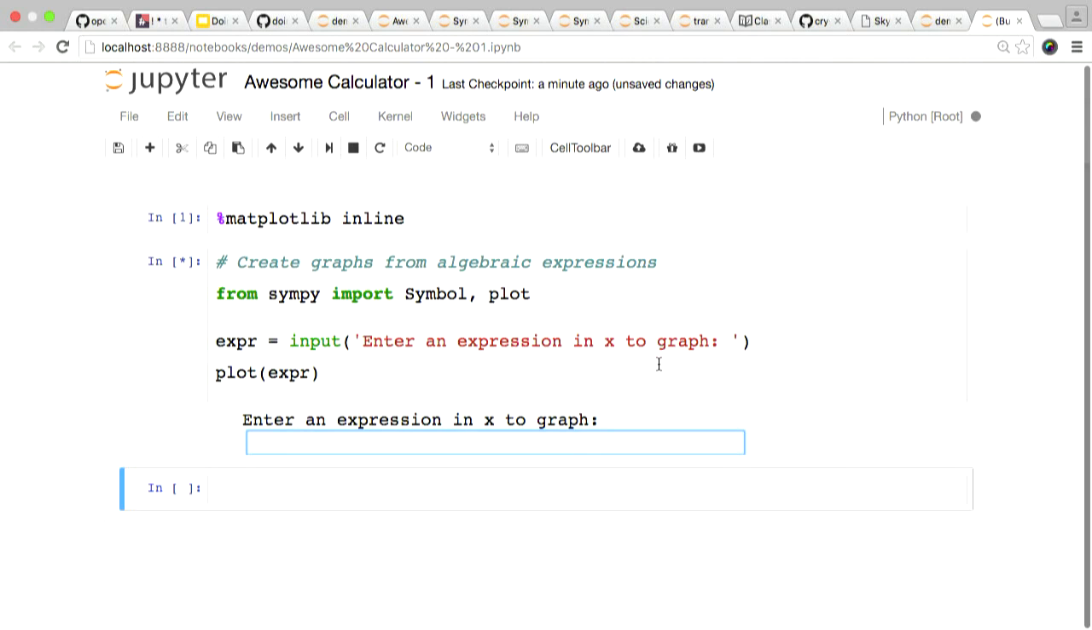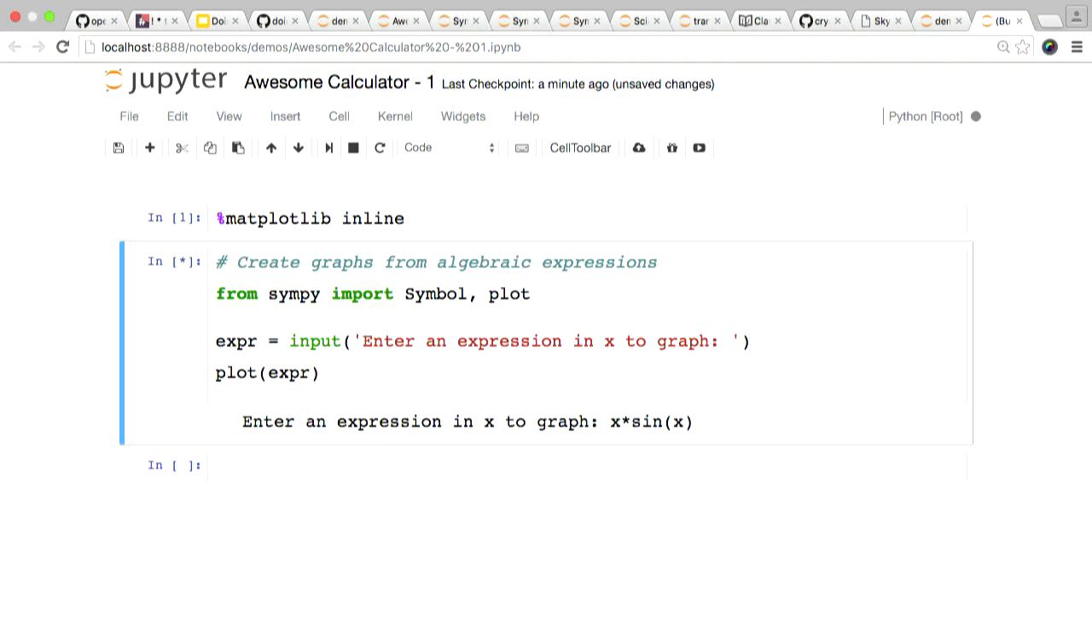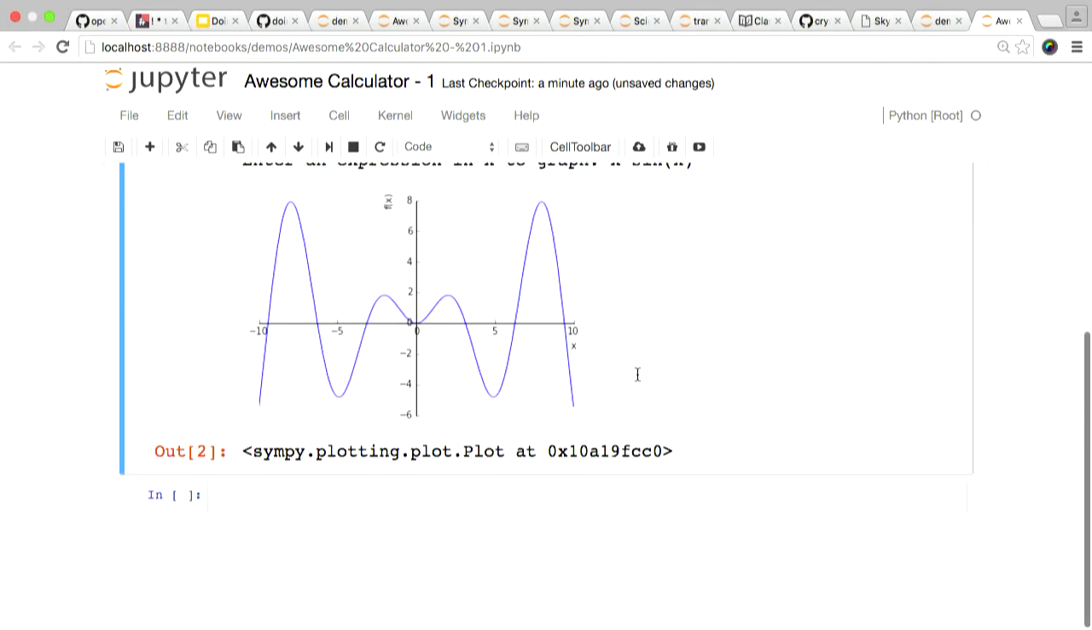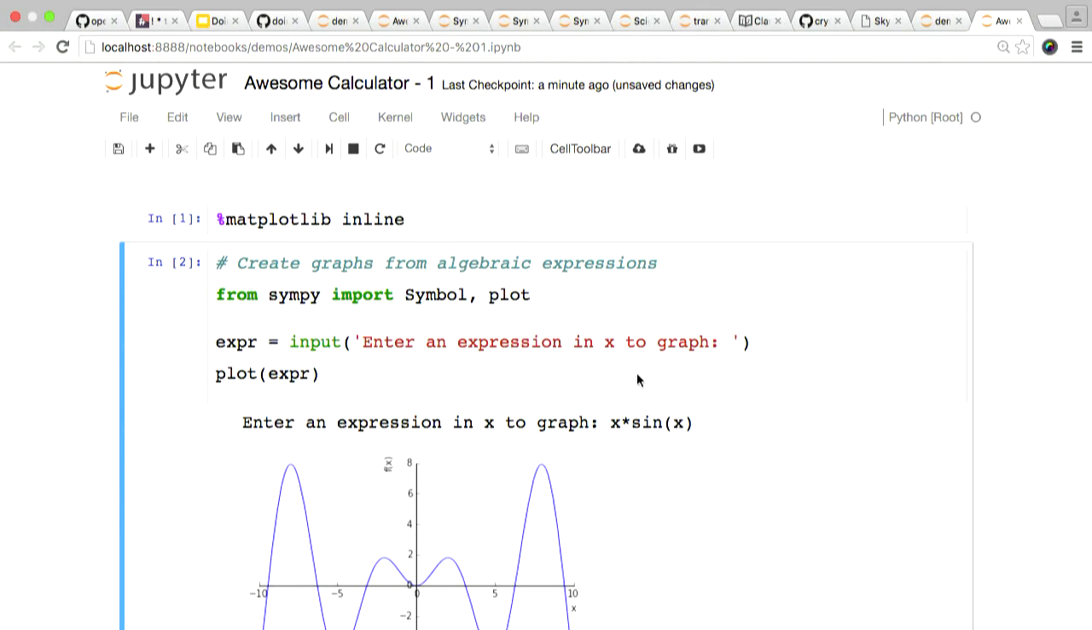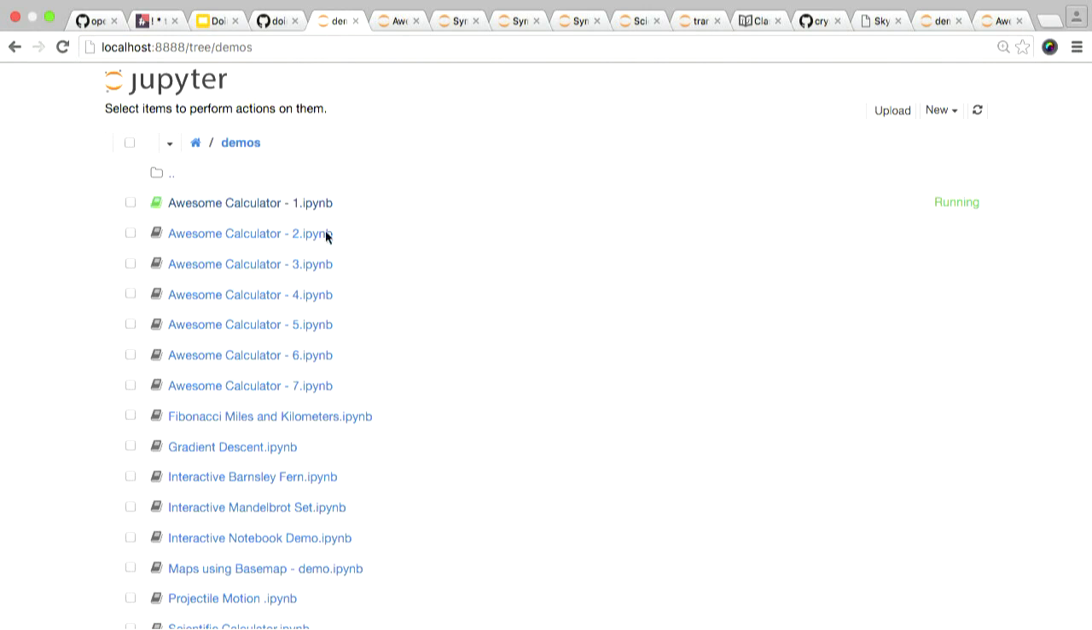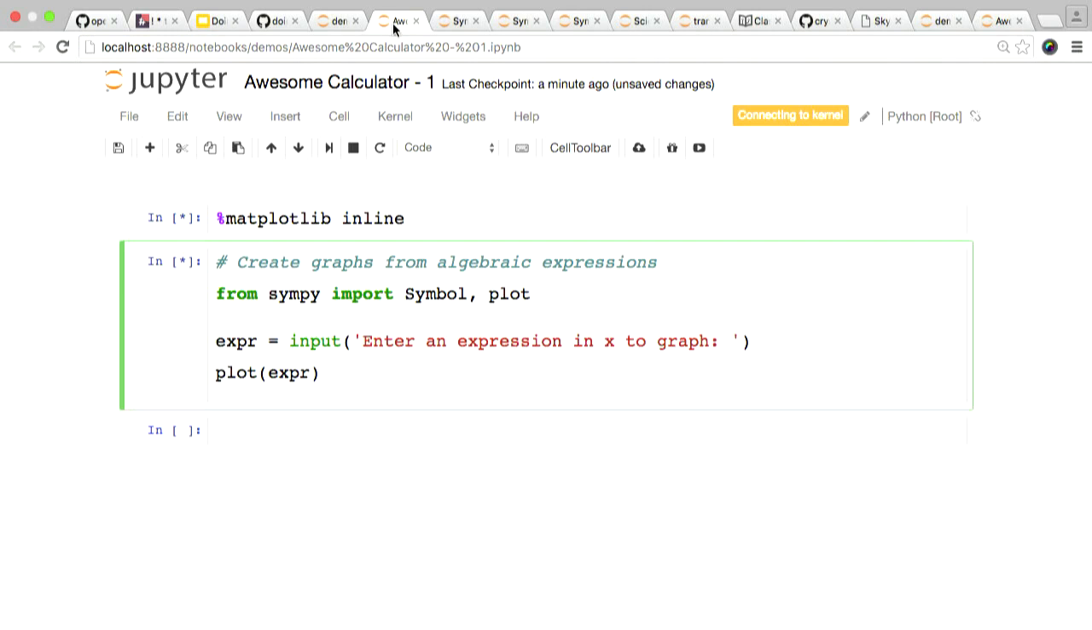Okay, so I'm going to do something else. Let's say x sine x, and here we have a graph. So that's 3 lines. And it's not limited by what function it's going to be able to plot. You can give it pretty much anything, as long as it's of a single variable, it'll do it.